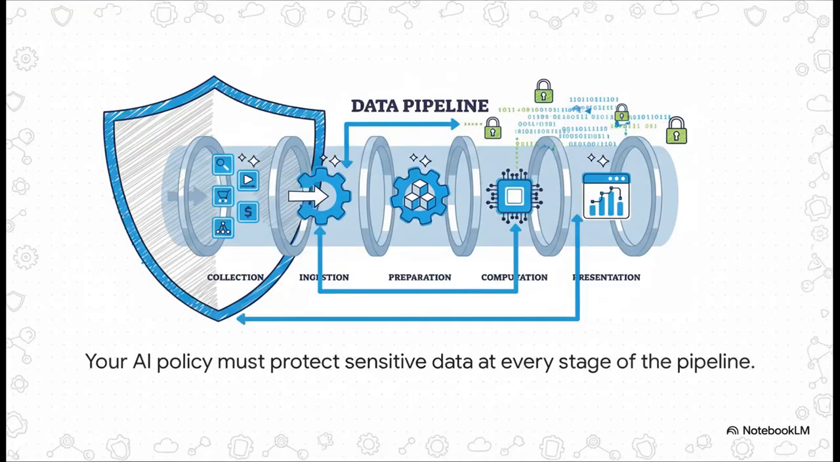And this is exactly why that integrated policy we talked about is so critical. Look at this pipeline. Your most sensitive data, that revenue and margin info from the semantic layer, is flowing through this entire system. Your AI policy has to be plugged into your data governance and cloud security at every single point, from collection all the way to presentation, to make sure nothing slips through the cracks.